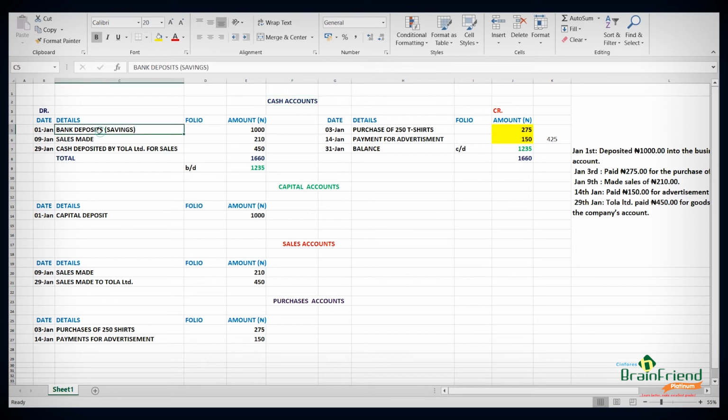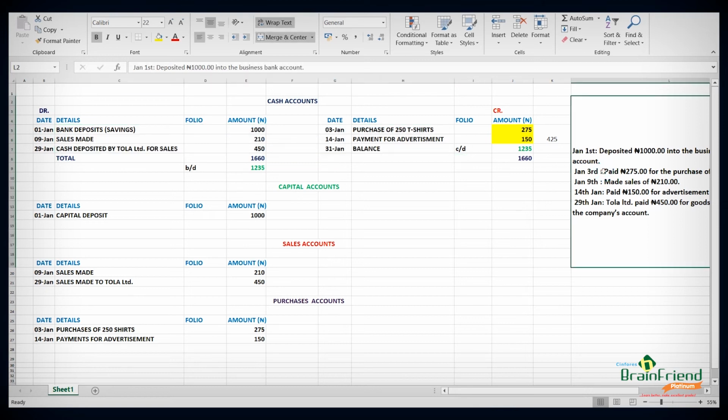Looking at our data, we can group these transactions into three: transactions that can appear in the capital account, transactions that can appear in the sales account, and lastly, transactions that should appear in the purchases account. So which transaction among all of this can we say should belong to this account?